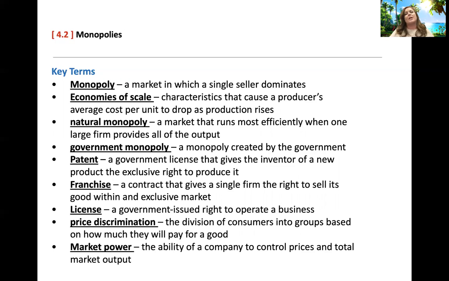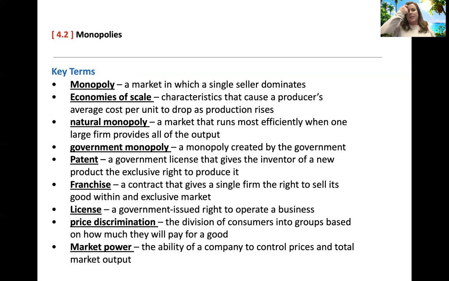And when we have monopolies, we want to be in what's called economies of scale. These are characteristics where, as you produce more and more product, your average cost per unit is going to go down. So if your average cost per unit is going down, what's happening to profit margin? It's going up. So we want to continue to produce more product because that's going to make our average cost go down and therefore more profit.